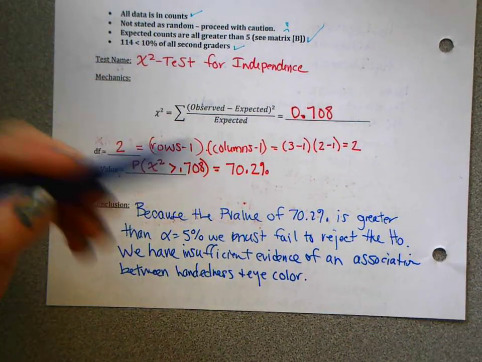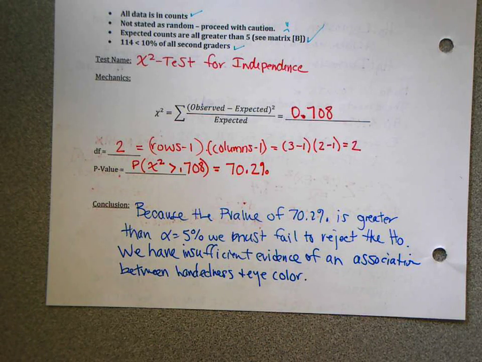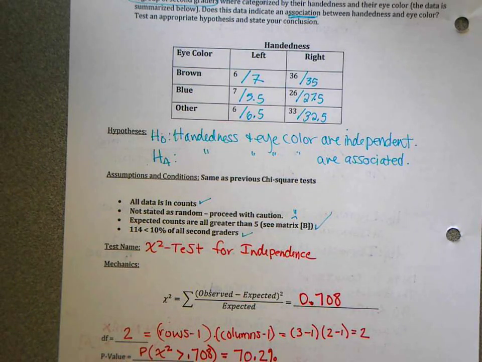And that's it. We don't need to say anything about the differences that we see. For one, there aren't really big differences because we failed to reject, and also we don't want to sound like we're contradicting ourselves by talking about differences. Pretty much there doesn't seem to be any difference between whether you're left and right-handed and what your eye color is, but we can't be sure because, again, we've failed to reject. All right, that is a chi-square test for independence.